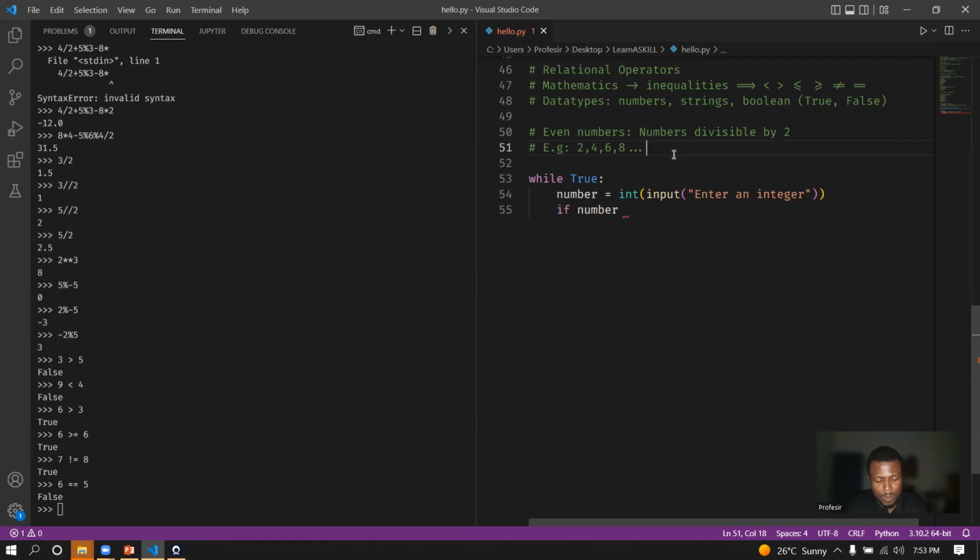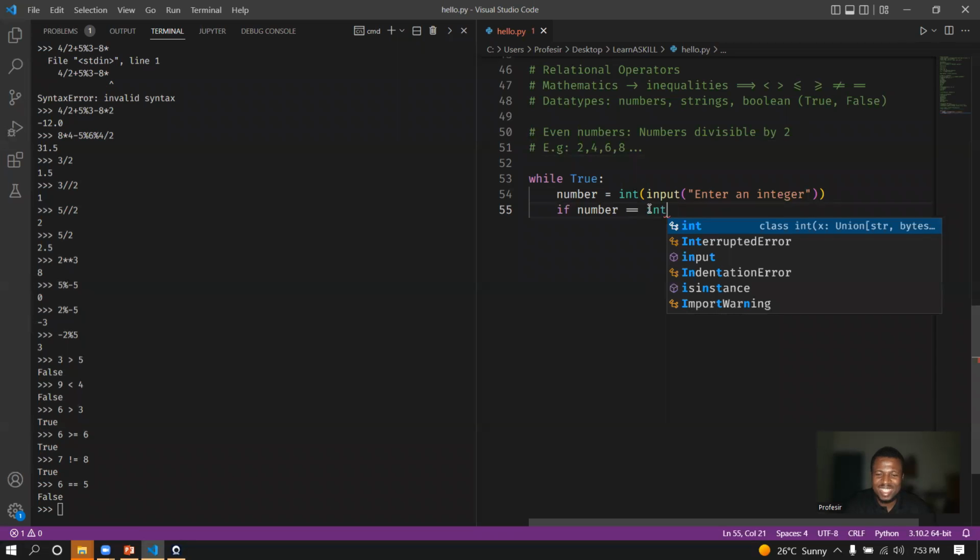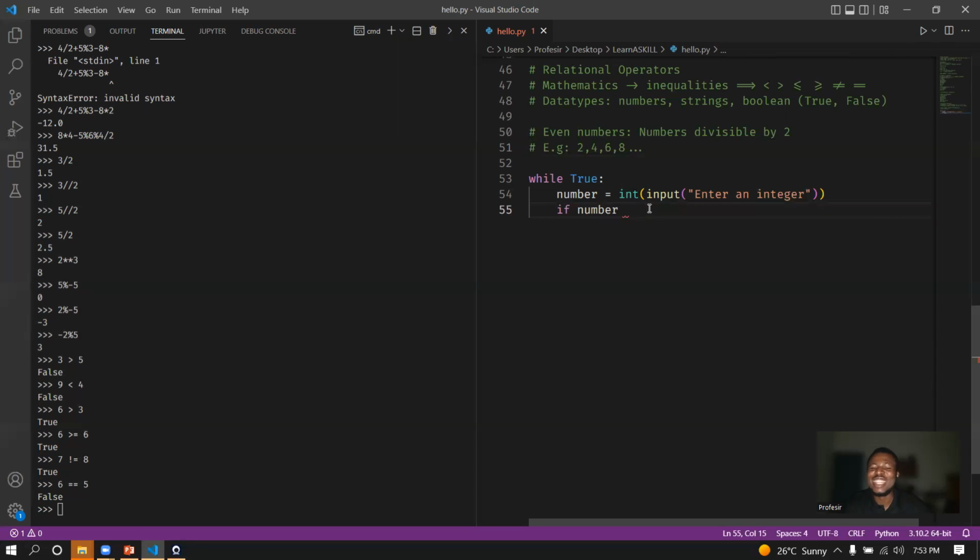So if number equals, so that is definitely not going to work. If number equals int mod. Oh, okay. Definitely this is not going to work. Any other? Yes. Whoever gets it. Come again. I didn't hear what you said. Can you repeat?